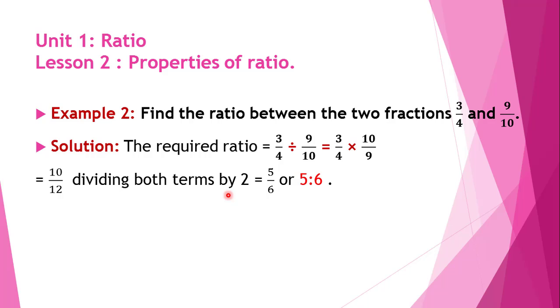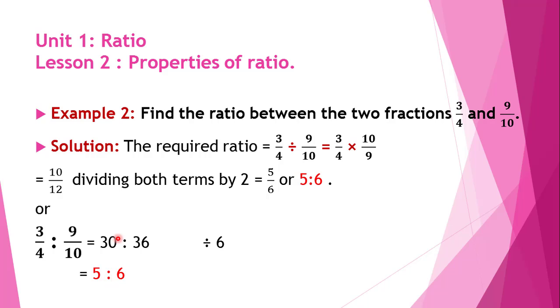We can use another method by using cross products. We have the two fractions, or the two ratios, 3 over 4 to 9 over 10. We multiply 10 by 3 equals 30, and 4 times 9 equals 36. Now for simplifying, you can divide by 6. It will be 5 to 6.